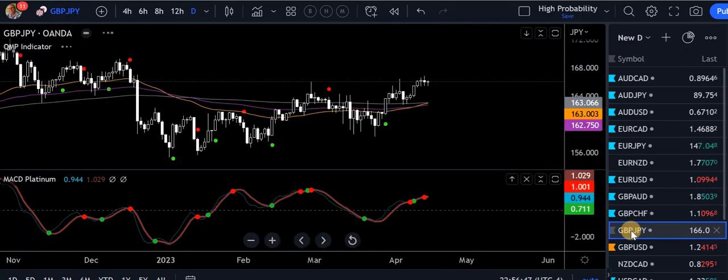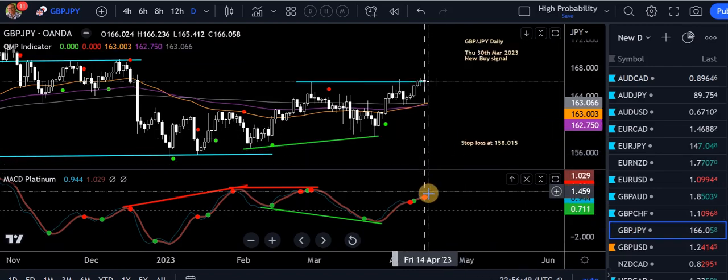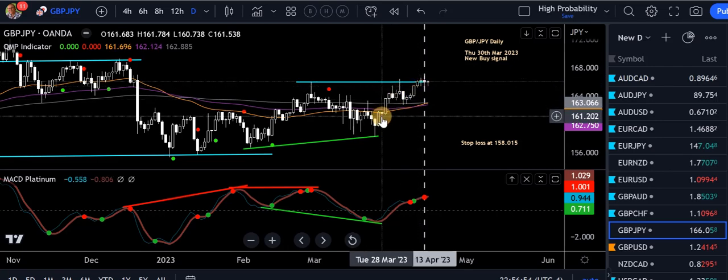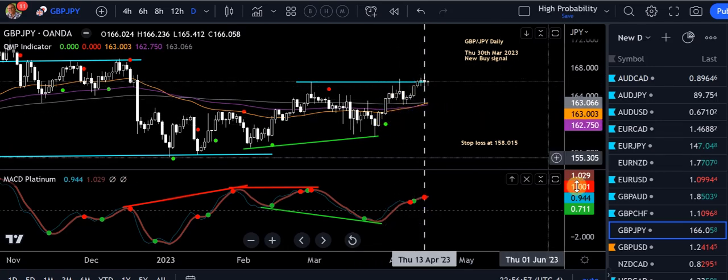Pound yen, I'll just have a quick look at it. It's nothing on. Potential sells setting up. It's been pretty range bound, tough pair to trade lately. Not sure what happened on that buy. I don't know if I took it or not.